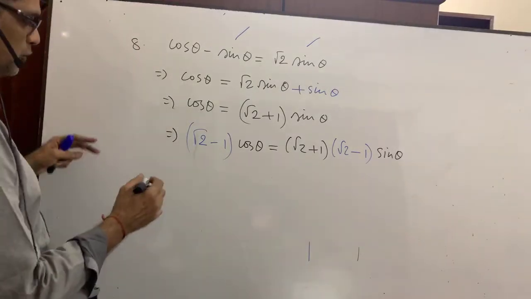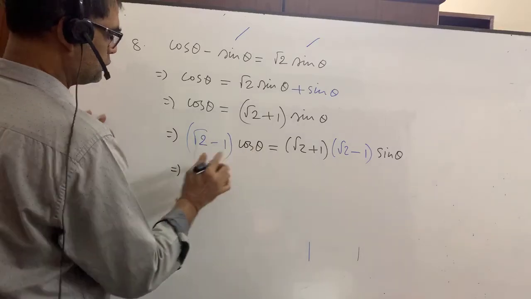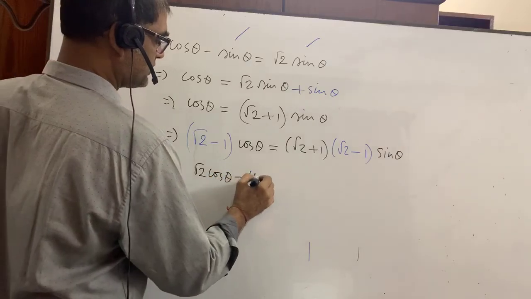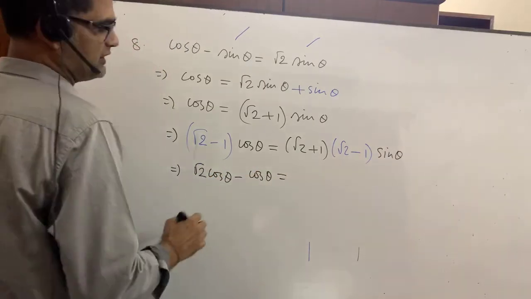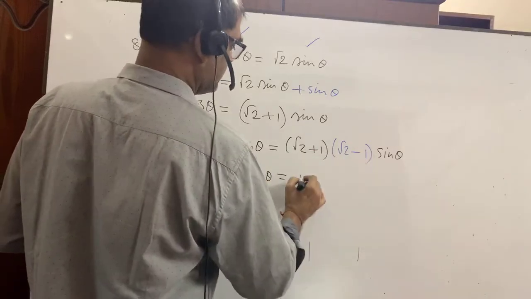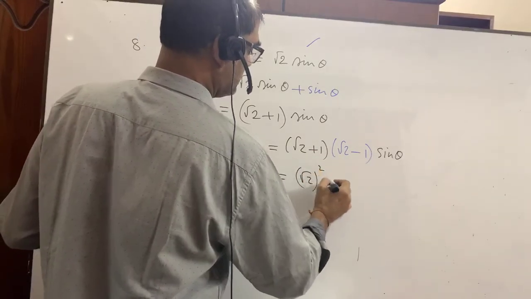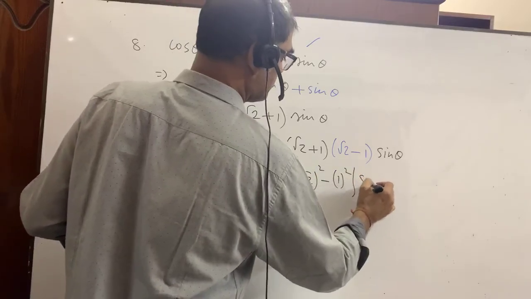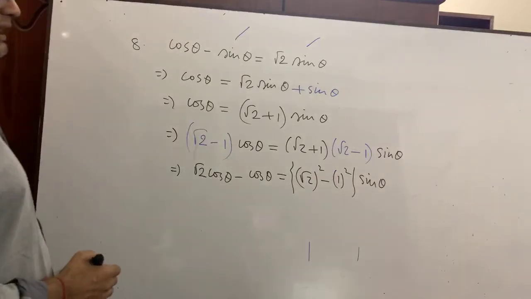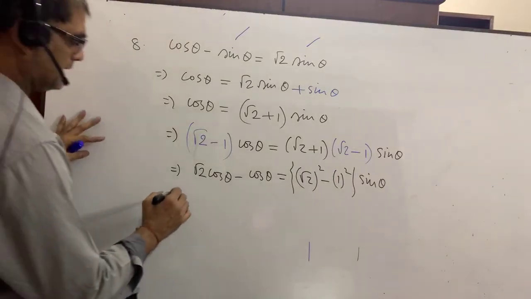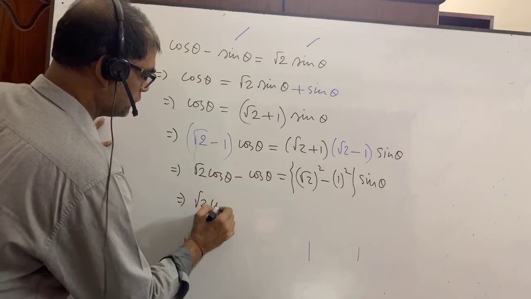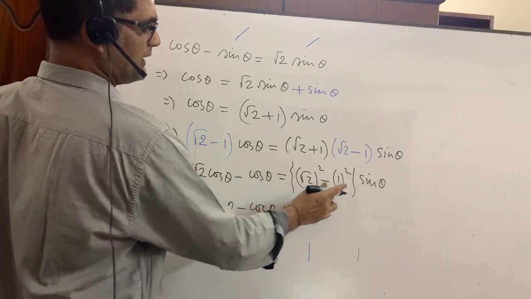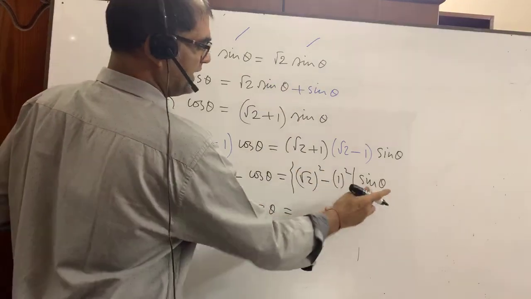Now we can multiply here: root 2 cos theta minus cos theta is equal to, this is the formula of a plus b, a minus b, which is a square minus b square, times sin theta. Now it is root 2 cos theta minus cos theta; root 2 squared, that is 2, minus 1 equals what? 1. 1 into sin theta, that is sin theta.